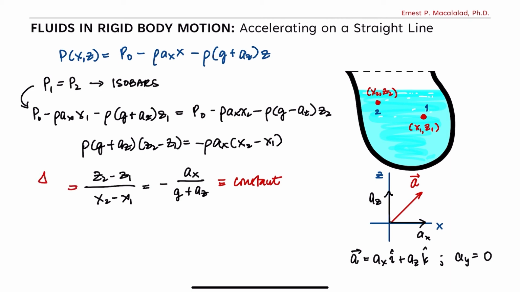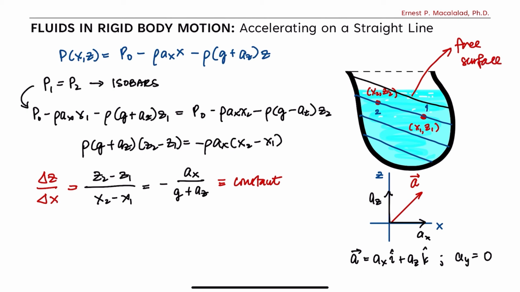Because the change in z divided by the change in x is a constant, this is the equation of a line. In other words, the line that passes through point 1 and point 2 is a straight line. Any set of points that has the same slope, negative ax over g plus az, are all isobars. And more importantly, the surface of this liquid will follow the slope. We call this our free surface.